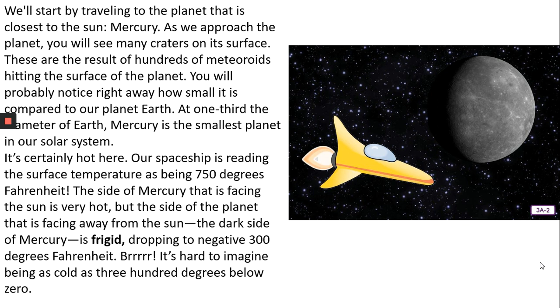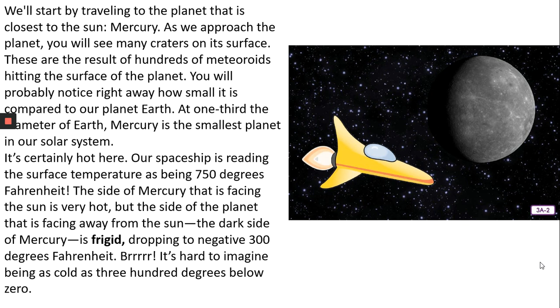As we approach the planet, you will see many craters on its surface. These are the result of hundreds of meteoroids hitting the surface of the planet. You'll probably notice right away how small it is compared to our planet Earth. At 1/3 the diameter of Earth, Mercury is the smallest planet in our solar system. It's certainly hot here. Our spaceship is reading the surface temperature as being 750 degrees Fahrenheit.